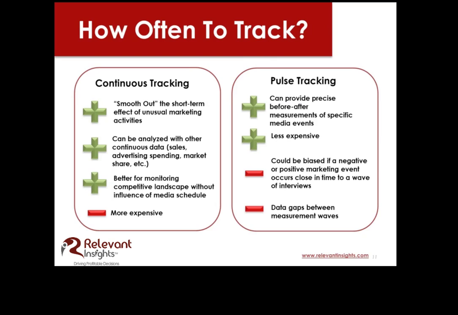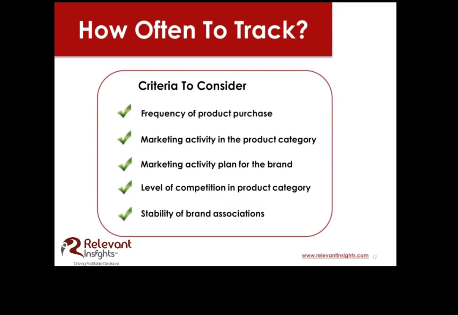Even if you just go with the pulsing tracking, you still need to define how often you're going to do the pulsing. And so these are some criteria you should consider when deciding how often to track. The first one is the frequency of the product purchase. So here you have to think about the purchase cycle. For example, durable goods with long purchase cycles can be tracked less frequently.